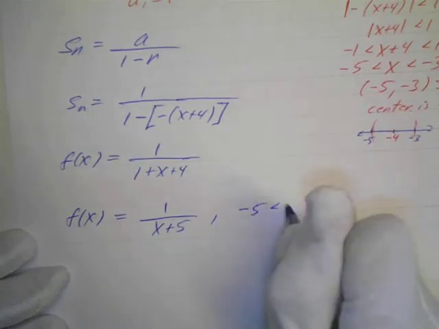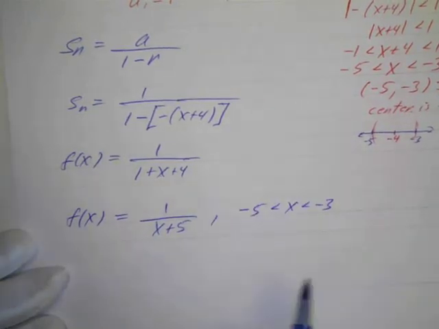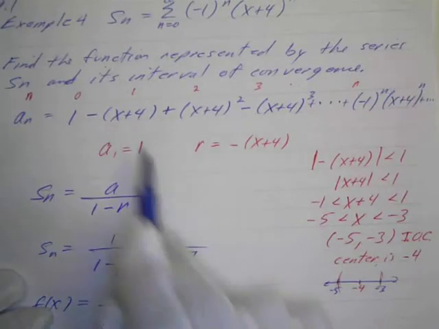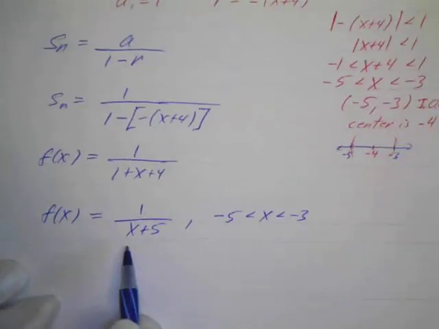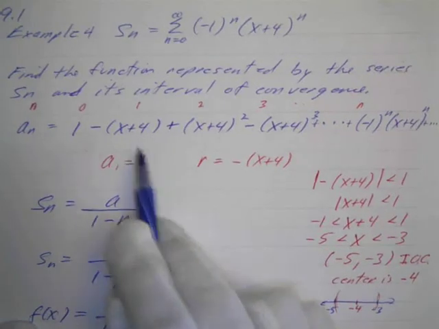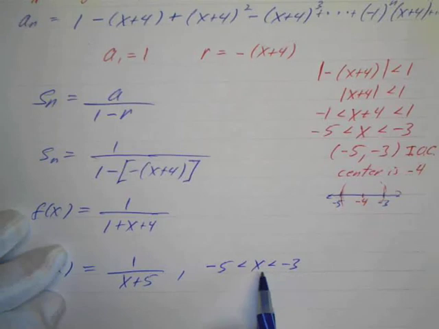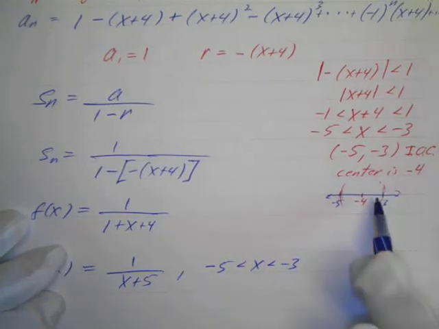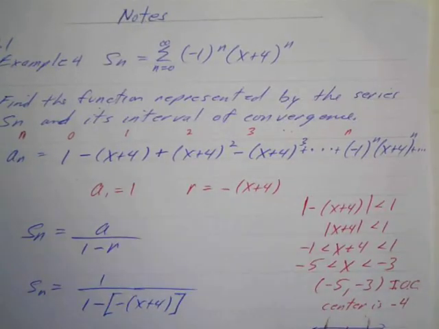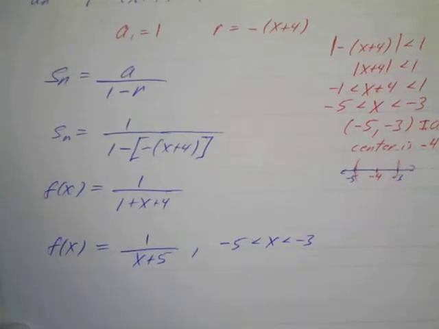Negative 5 is less than x, which is less than negative 3. So as long as my values are between negative 5 and negative 3, this series is represented by this function, or this function is represented by the series. In other words, if I put any number in here, like negative 4, negative 4.5, or negative 3.5, and carry this series all the way out to infinity, this is what I'm going to get. I would just put the number in the function, and I can work it out a lot easier. Hope that makes sense.